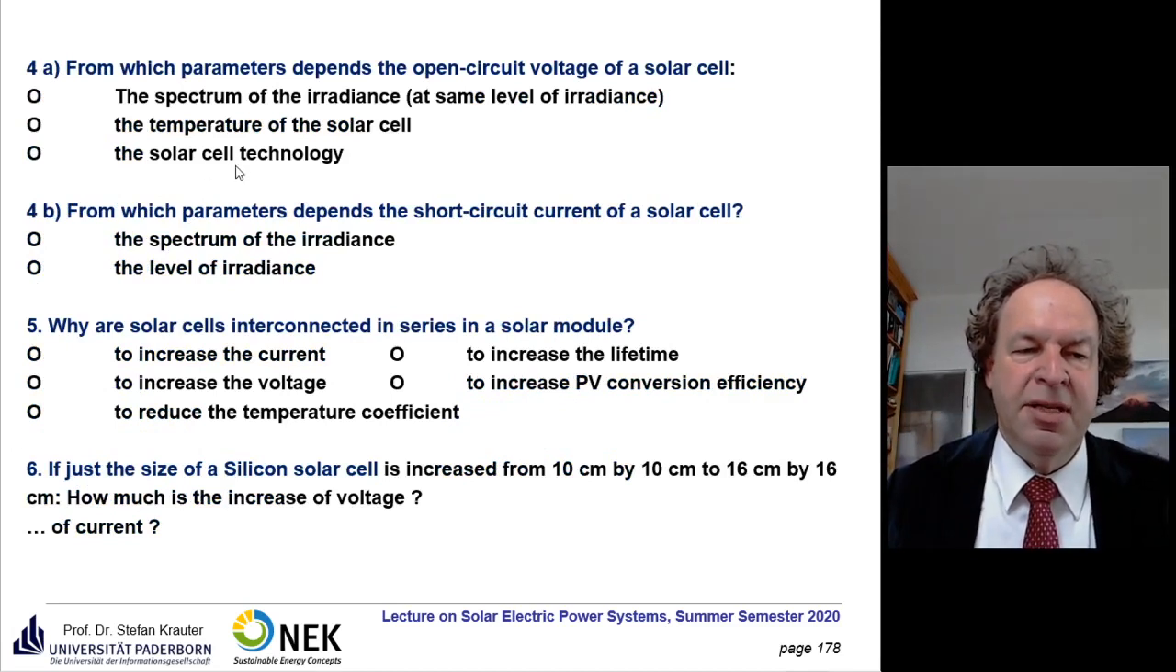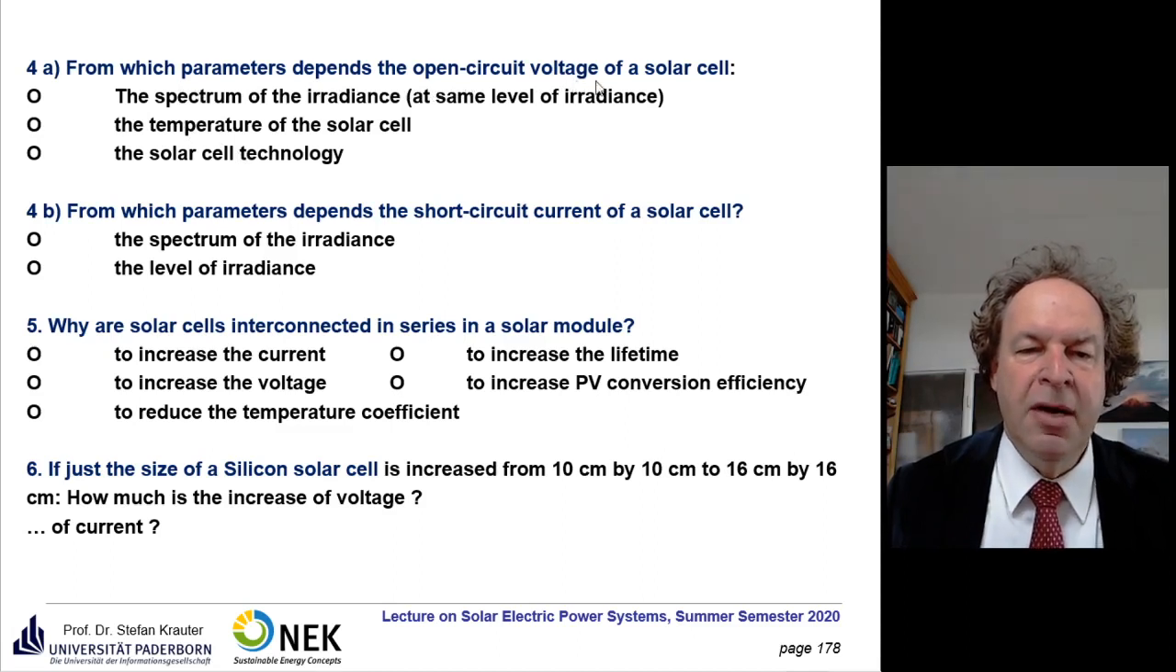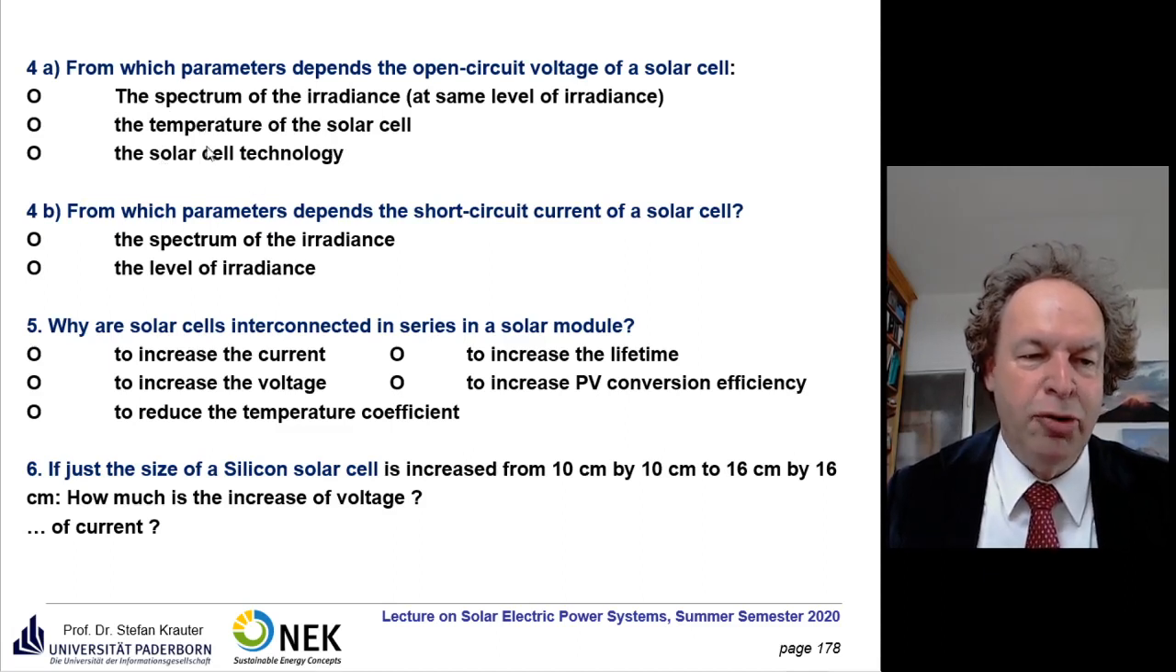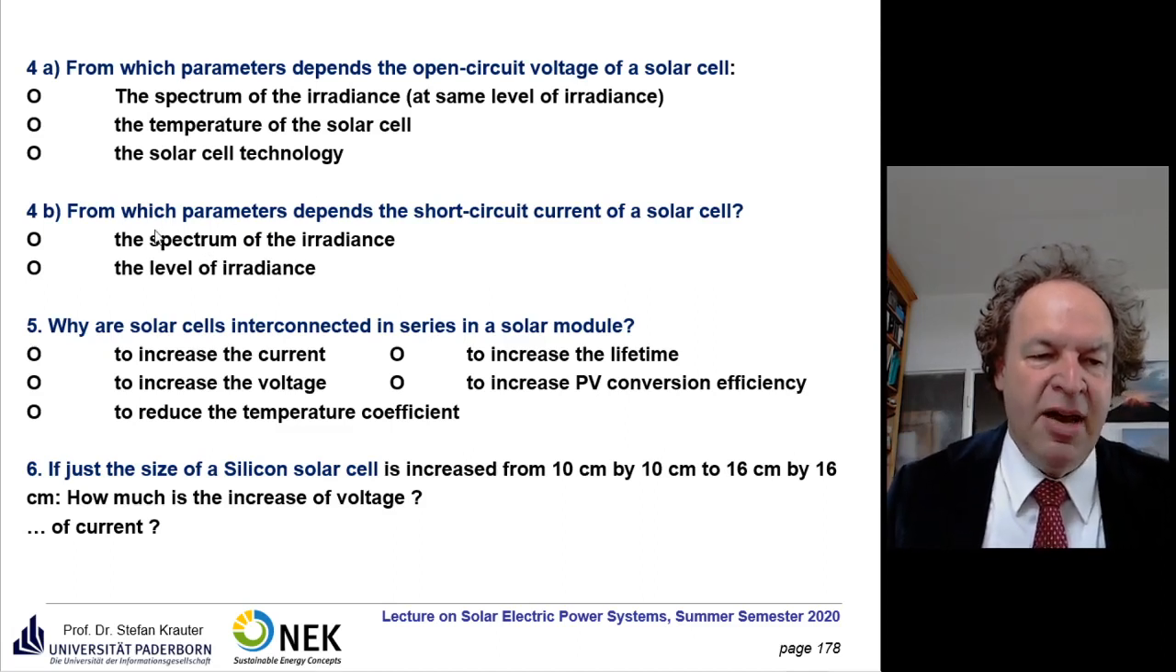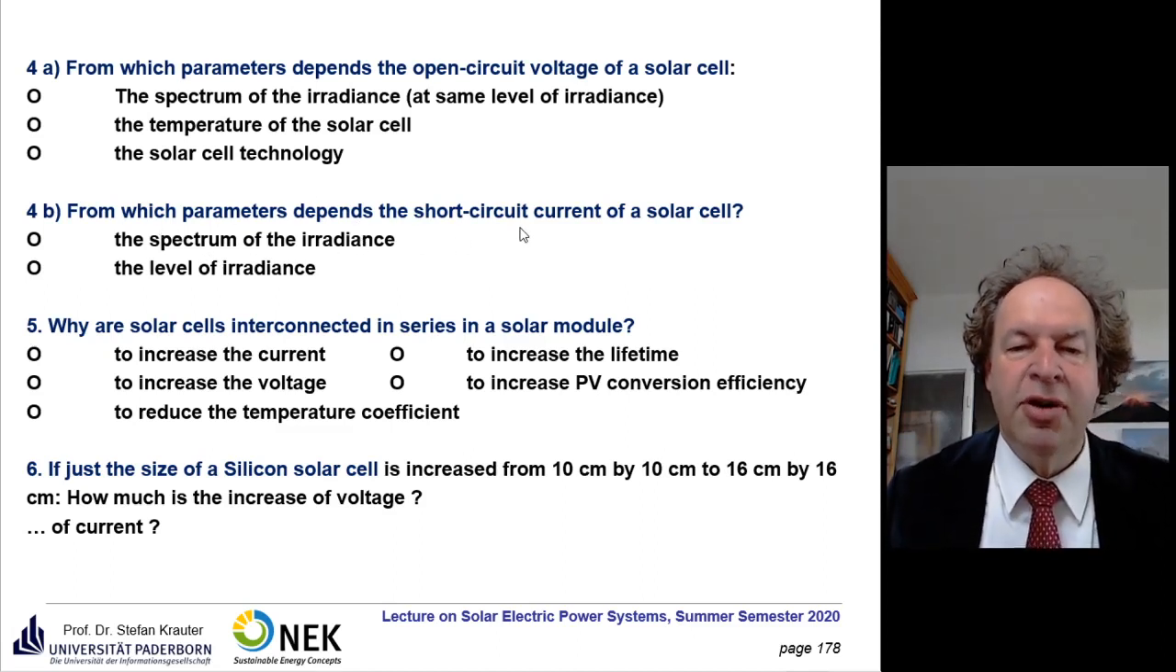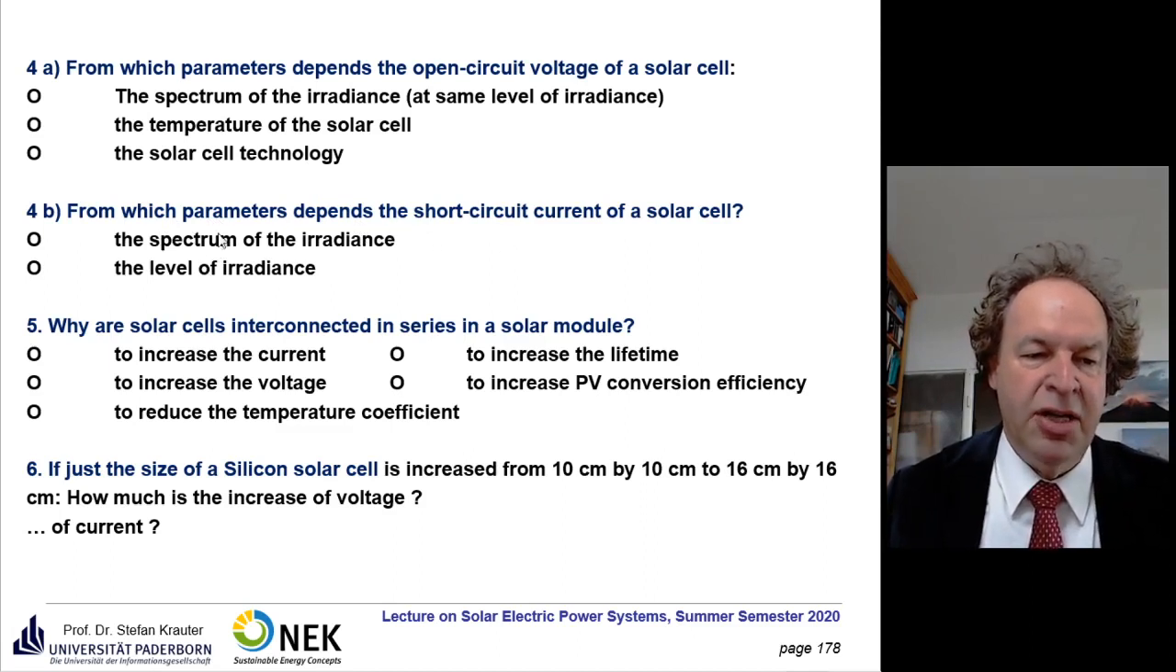You should decide on which parameters the open circuit voltage of a solar cell depends, whether it depends on the spectrum of irradiance at the same level of irradiance, or whether it depends on the temperature of the solar cell or the solar cell technology. It's a multiple choice question. Nothing could be correct, one could be correct, or even three could be correct. 4b is: on which parameters does the short circuit current of the solar cell depend? Does it depend on the spectrum of the irradiance and the level of the irradiance? One is correct, two correct, nothing is correct.